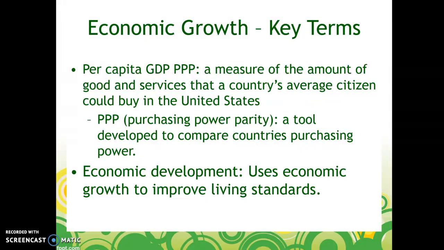Some additional key terms are per capita GDP, PPP. This is a measure of the amount of goods and services that a country's average citizen could buy in the United States. So PPP is purchasing power parity, and that's a tool economists use to compare countries' purchasing power. So how much could equal amounts of money from the USA versus maybe the euro buy within the United States? Economic development uses economic growth to improve living standards.